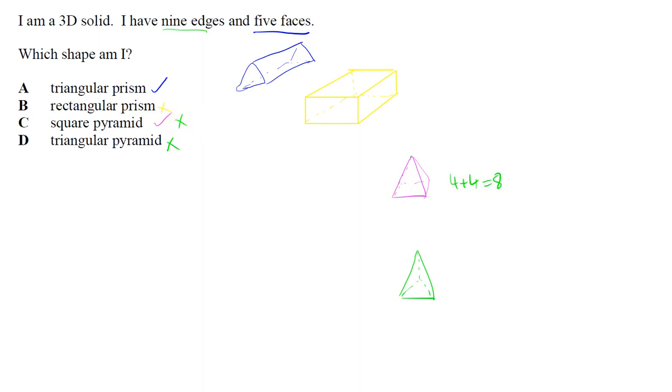Now let's test our triangular prism just to make sure. Well, you have the 1, 2, 3 edges that lead between the 2 triangular faces, and then the 1, 2, 3, and 1, 2, 3 edges on each triangular face. So you have 3 plus 3 for the edges on the 2 triangular faces, and then 3 for the 3 edges that lead between them. That is equal to 9, so 5 faces and 9 edges is a triangular prism.